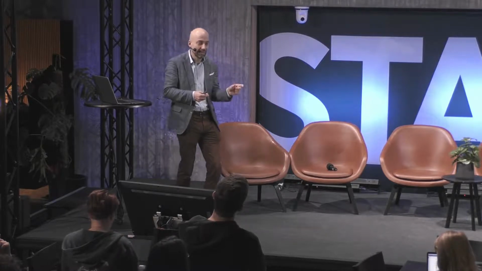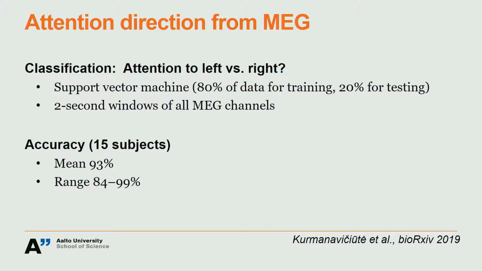The stimuli were presented every half a second, so the windows contained the responses to 4 consecutive stimuli. If we do that, the accuracy across our set of 15 subjects is pretty high, 93%. So if you take any 2-second piece of data, with on average 93% probability, you can tell what the person is attending to out of these 2 streams. There is, of course, some variation depending on the person, ranging from 85 to 99%.